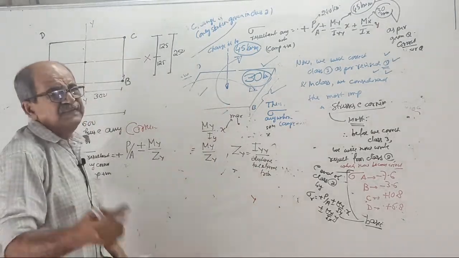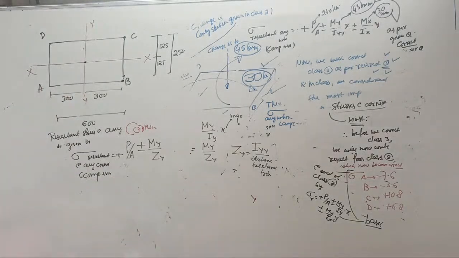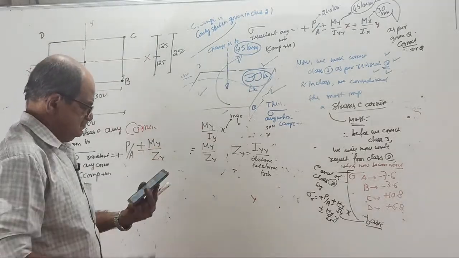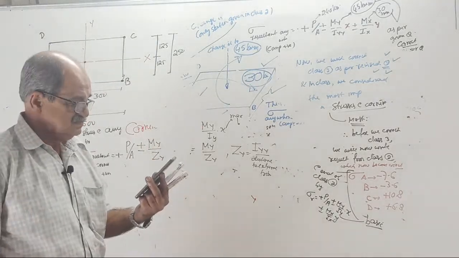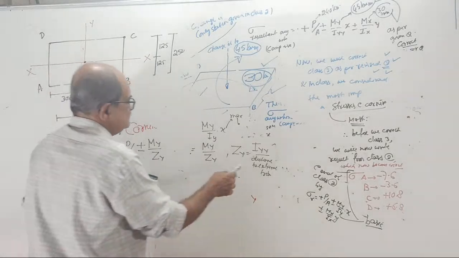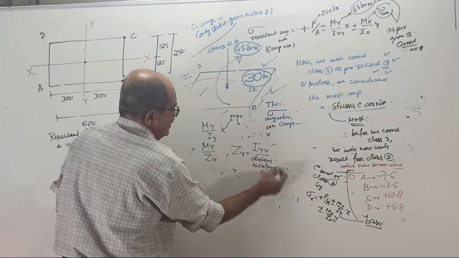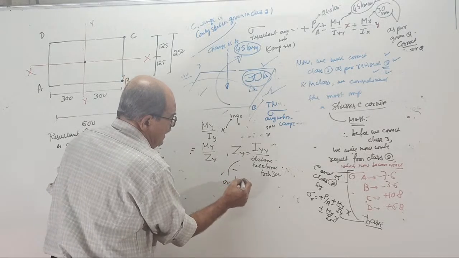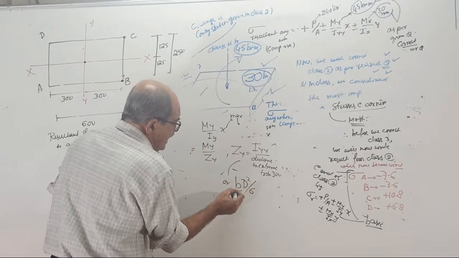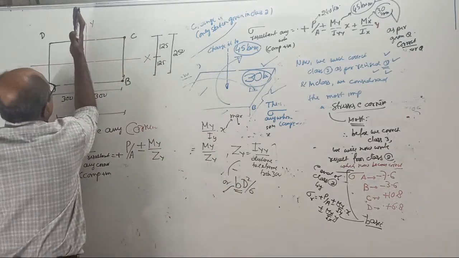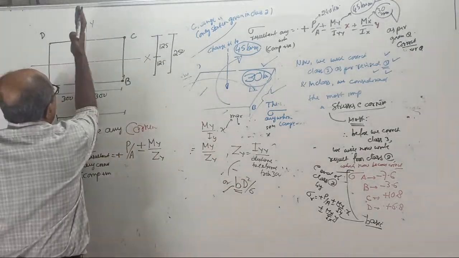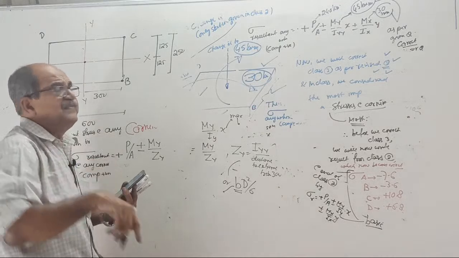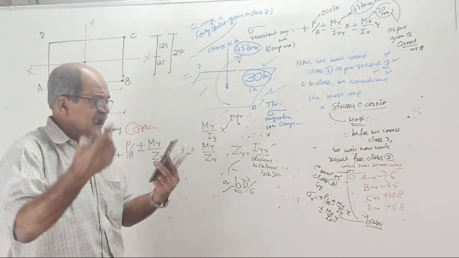This was already told last time. With respect to y, what is the extreme fiber distance? How much? 300. This is one option. Or directly you can write BD square by 6, where B is the side parallel to YY. Tell me the answer. This will come again tomorrow.